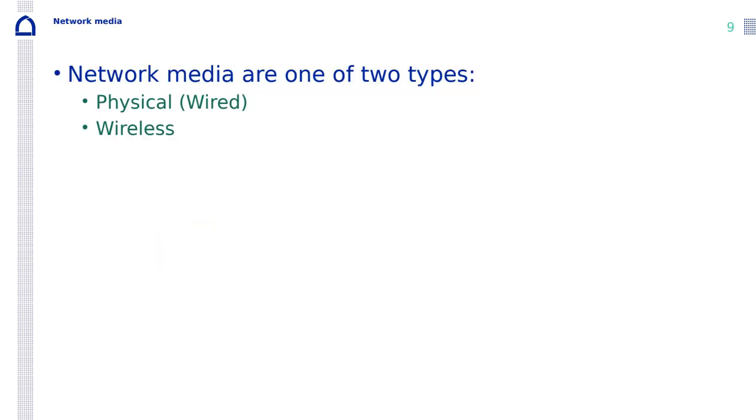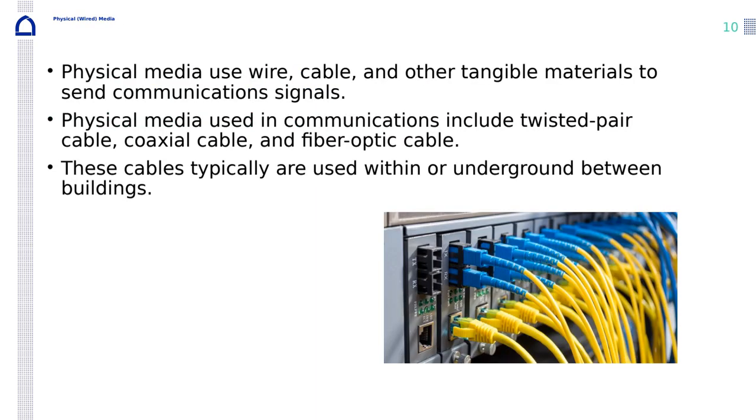We have two types of media, wired and wireless, or physical and wireless. Physical, such as wire, cable, any tangible material, used in communication such as twisted pair cable, coax cable, fiber optic cable. And they are usually put underground or in conduits. You see that white conduit there? This is your cable.